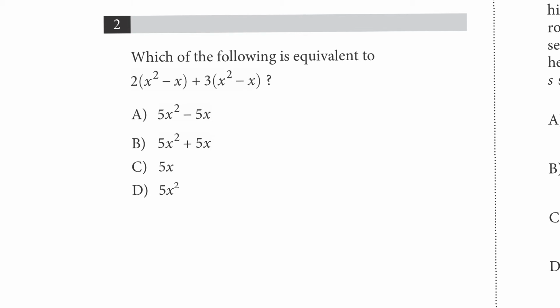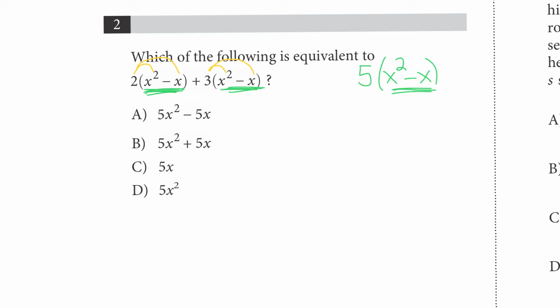Okay, so problem number 2 says, which of the following is equivalent to the given expression? And they give you the answers there. And you could multiply 2 times this and 2 times that and 3 times this and 3 times that. Actually, what I'm going to do is I notice that the x squared minus x is in both of those. So I could actually factor out the x squared minus x, and it leaves me 2 plus 3, which is 5. So what I have is I have 2 of these here, and I have 3 of these. So if I add 2 of those and 3 of those, that gives me 5 of those.